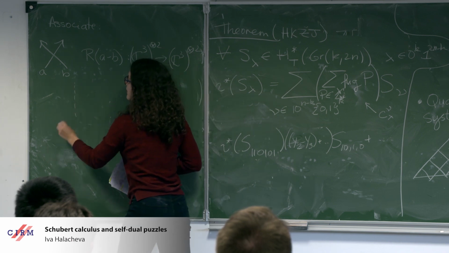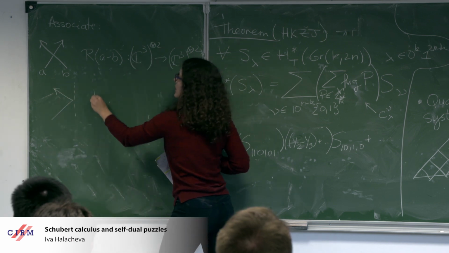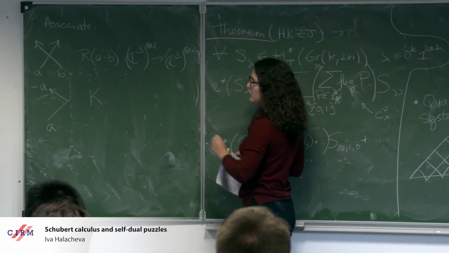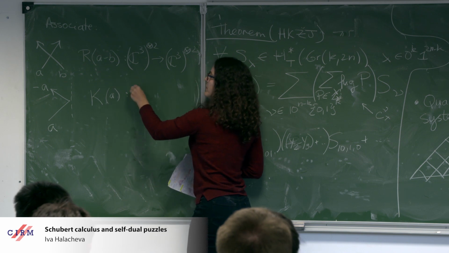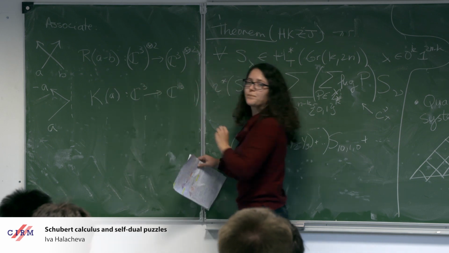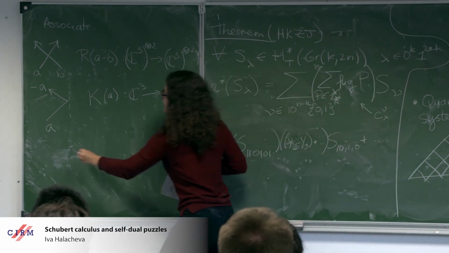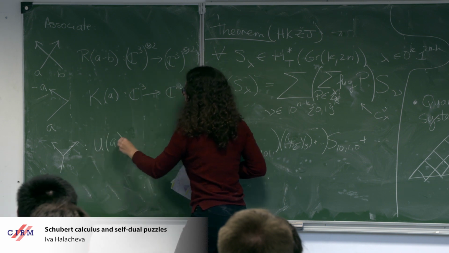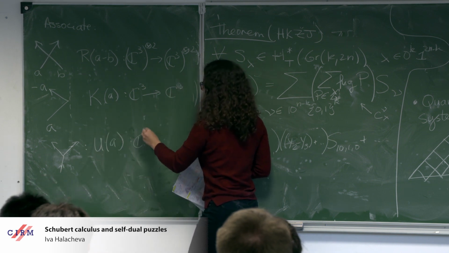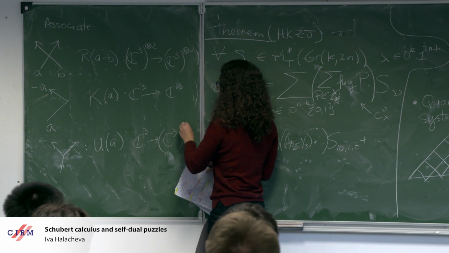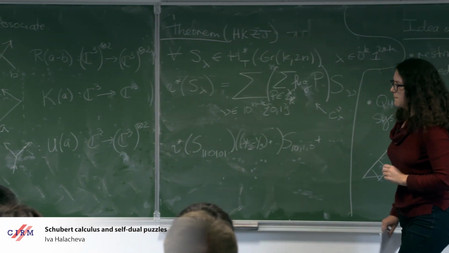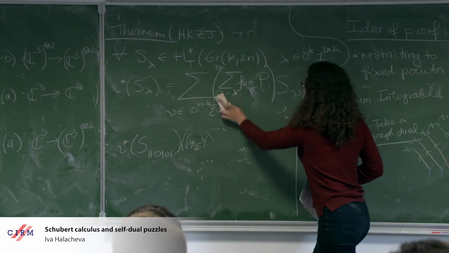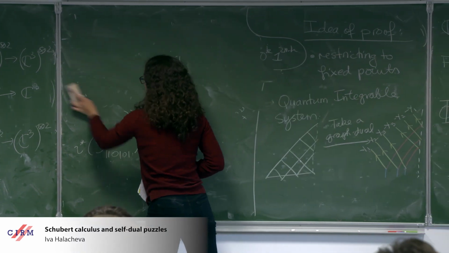We have one of these bounces, which will associate to a K matrix, which also swaps the sign of the spectral parameter. So it goes from C3 to C3. And we also have the trivalent vertices, which correspond to a U matrix, which goes from C3 to C3 tensor 2. And we want these matrices to satisfy the following axioms.